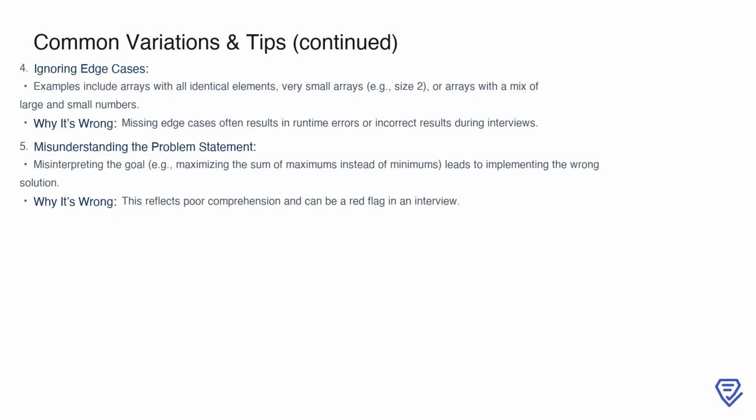Similarly, misunderstanding the problem statement is a critical pitfall. For instance, some might aim to maximize the sum of maximums instead of minimums, which leads to implementing the wrong solution entirely. This highlights the importance of thoroughly understanding the requirements before diving into the implementation, as clarity and problem comprehension is often just as important as the solution itself.